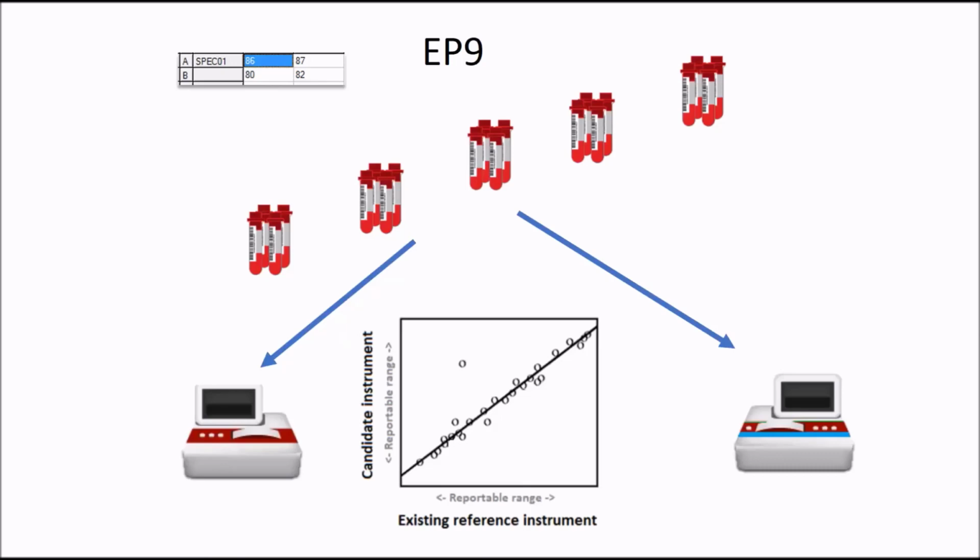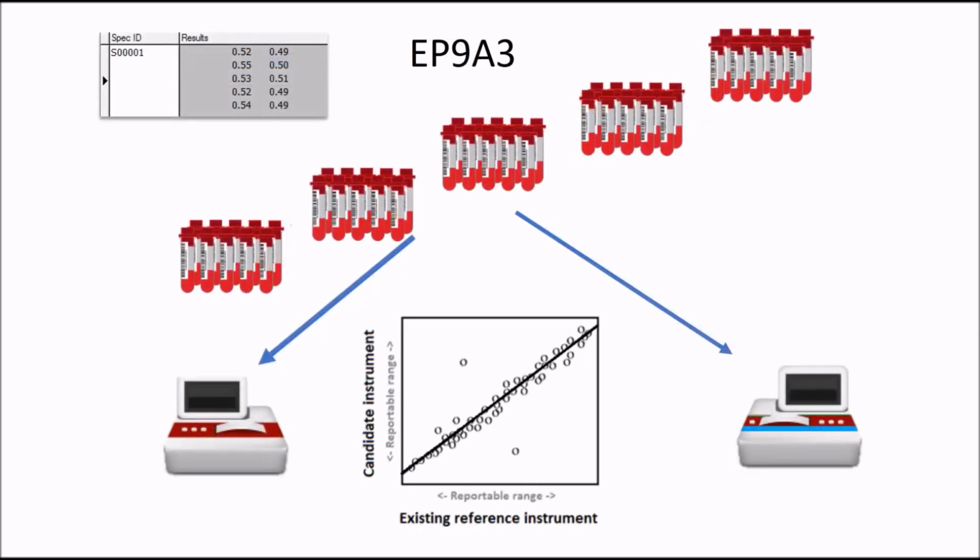The major front-end difference between the existing EP9 module and the EP9A3 module is that EP9 could handle 2 replicate pair tests for each specimen, while EP9A3 now allows up to 5 tests on each instrument for each specimen. This increases the mean precision levels of test evaluation and reduces the effects of random bias errors.